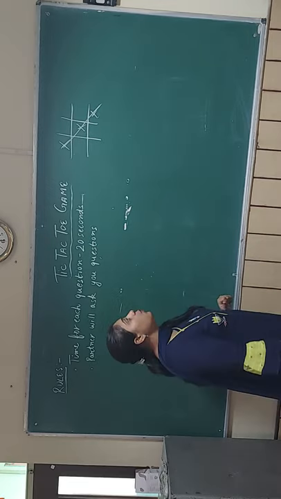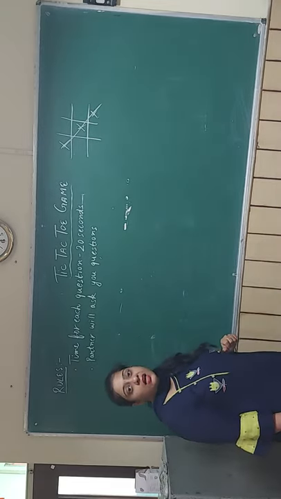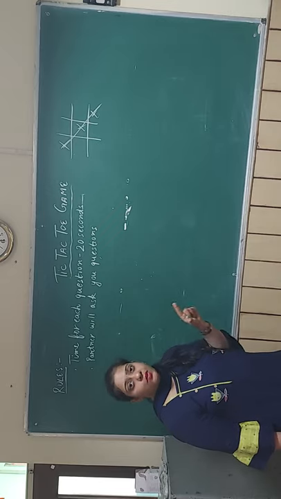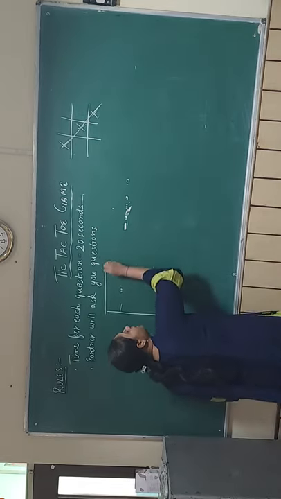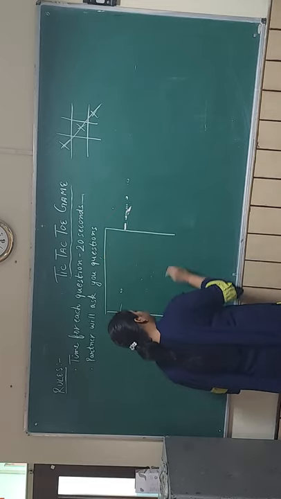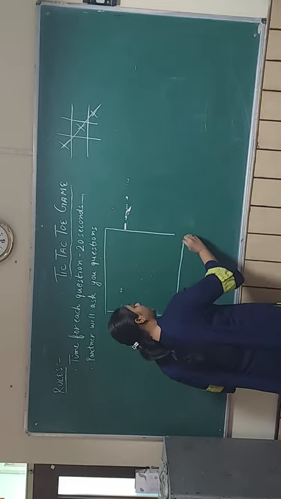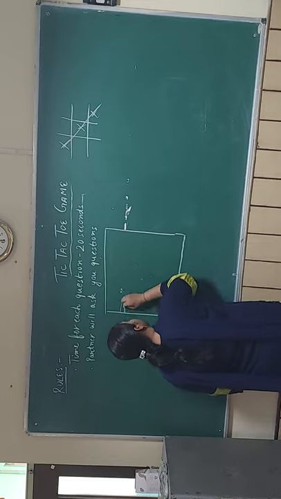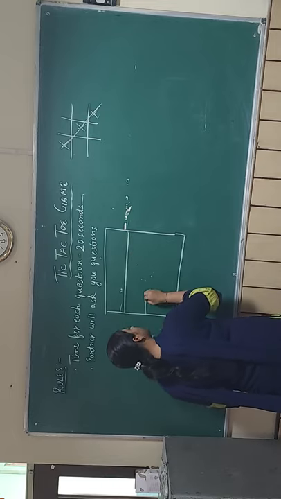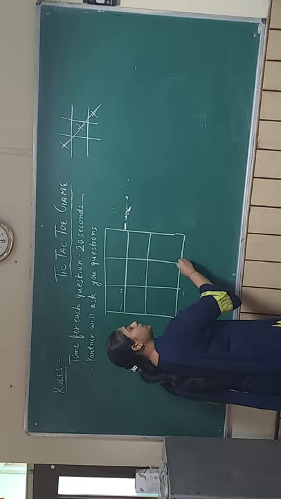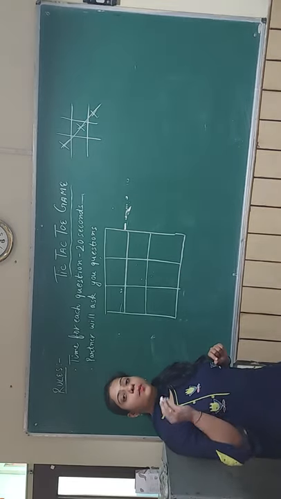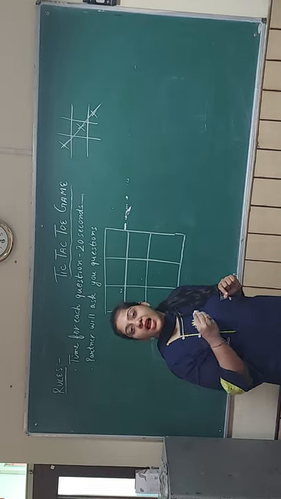Now what you have to do, you have to take a white sheet, and you have to make a grid of 9 squares. Okay? Clear? Now, your parent or any partner will ask you the question.